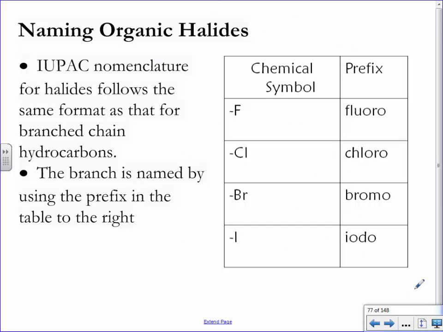Basically, the missing piece then is all you do is at the beginning of the word, you add in either fluoro, chloro, bromo, or my personal favorite, iodo. It's fun to say. Iodo. Right, that's all you got to do. You still have to number them if numbering is necessary, and that's it.